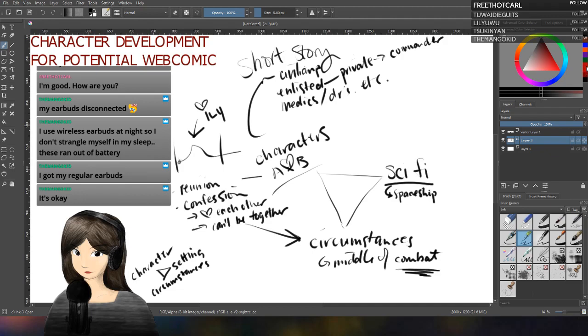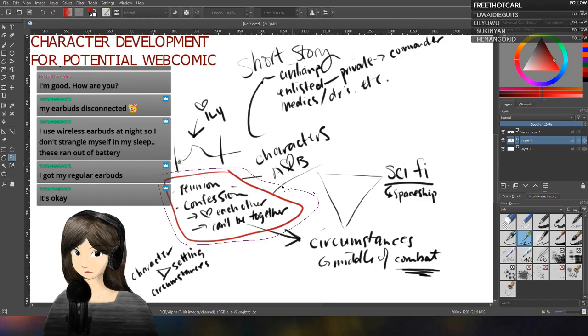So right here is essentially our plot for the entire short story. Essentially. Okay, so let's develop that then into actual scenes. I'm just gonna move this over here and delete everything else. There we go. What can we do here?